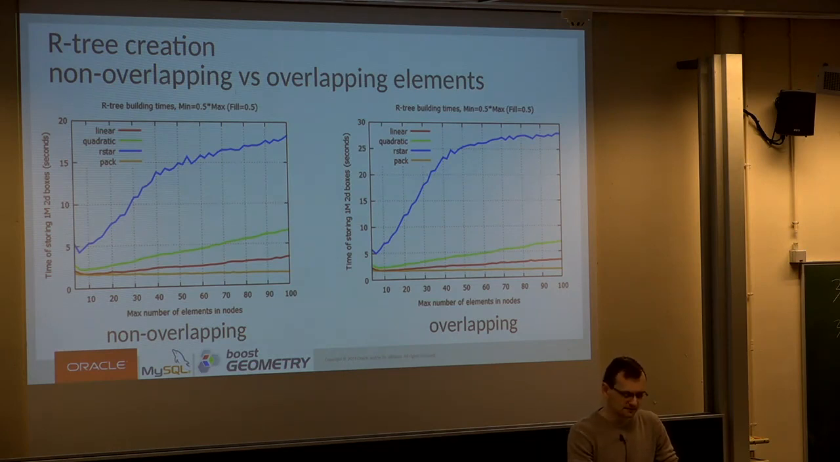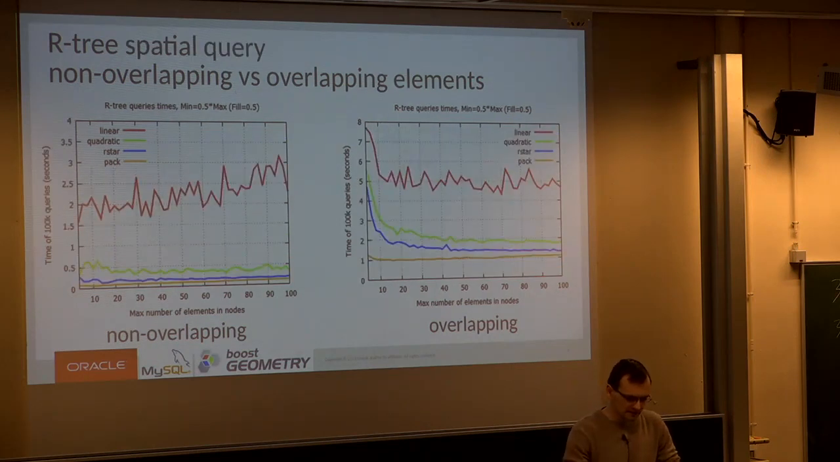Like here are times of creation for the number of elements stored in a node. So here is nothing interesting, actually. Maybe just that the creation of the tree is longer for all algorithms when there is overlap. But if you look at the searching, then here we have something interesting.